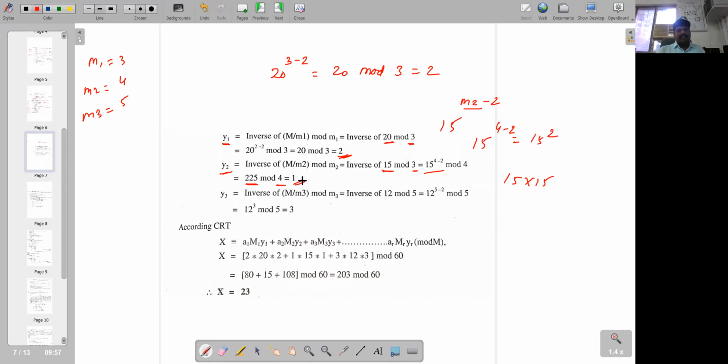Are you clear with this? If you repeat this, y3 is equal to the inverse of capital M upon m3, mod m3. The m3 value is equal to 5, right? So the capital M3 value which we calculated was 12. So 12 mod 5, and the power will be 5 minus 2, which is 12 power 3. What is the value of 12 power 3? Are you all working?